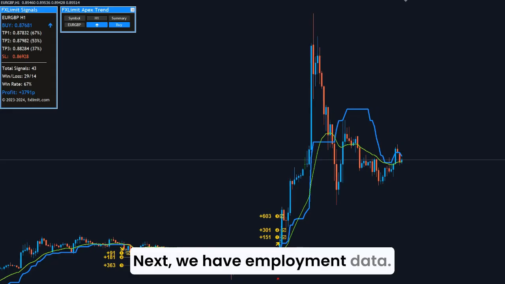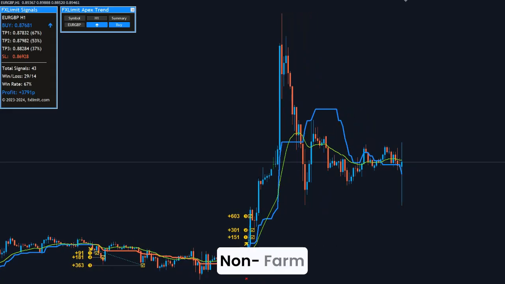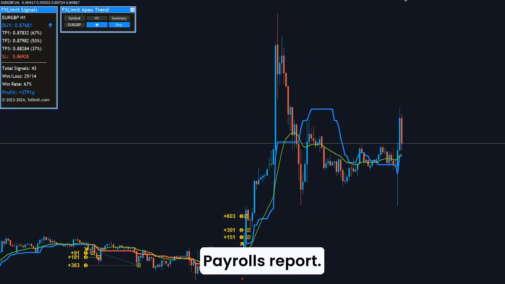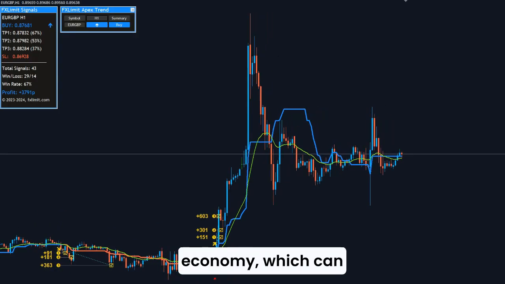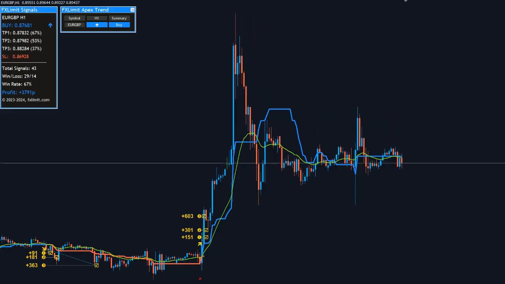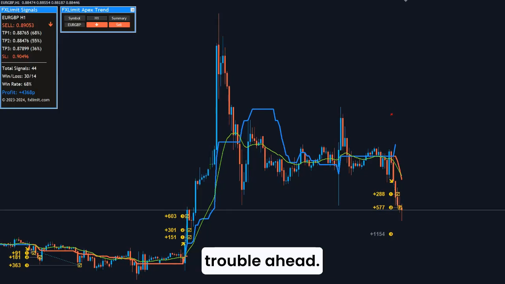Next, we have employment data. One of the most watched reports in Forex is the U.S. Non-Farm Payrolls Report. Strong employment numbers usually signal a healthy economy, which can lead to stronger currency value. On the flip side, weak job numbers might indicate economic trouble ahead.